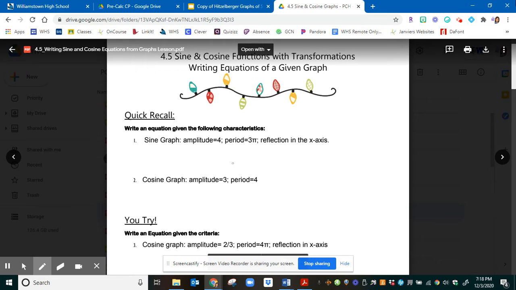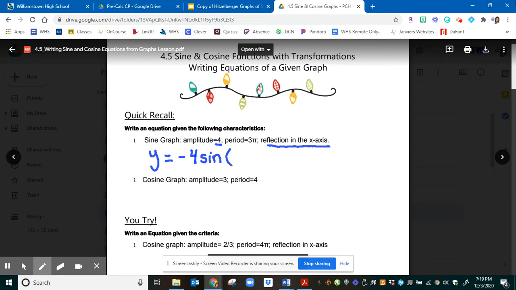But now we're actually going to go backwards and we're going to take a look at a graph or written characteristics and determine what the actual equation of the graph is. Okay, so if we look at a quick recall, right here is the sine graph has an amplitude of 4, a period of 3 pi, reflection in the x-axis. So it's a sine curve, so we're going to have y equals, okay, reflection in the x-axis is going to tell us that I need a negative out front. My amplitude goes directly in front of the sine, so -4 sine.